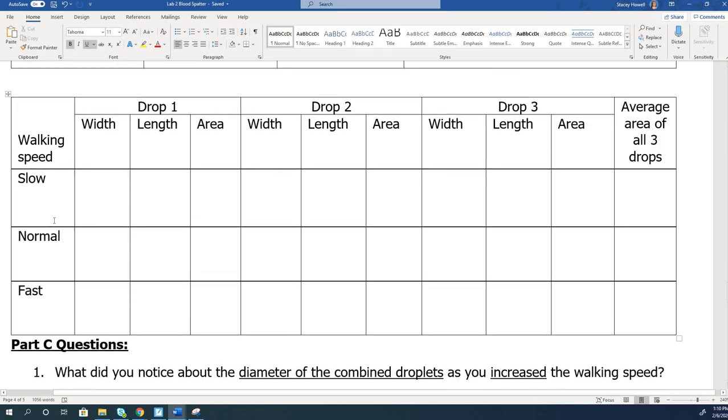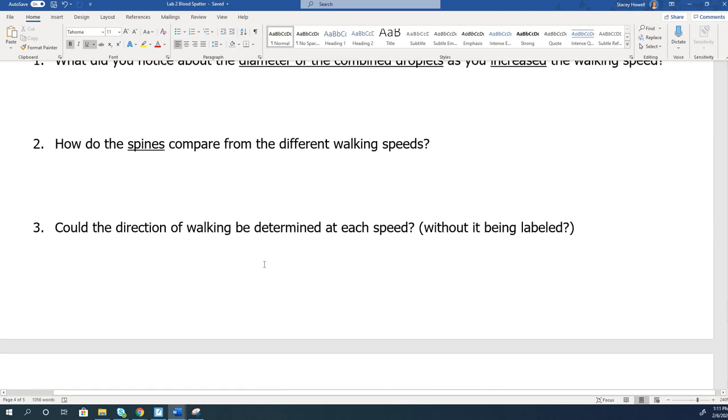For your area, small, normal, and fast, you're going to pick 3 drops that are about the same, representative for a slow walk, because you're going to have several drops. So pick 3 and analyze those 3. Same with normal: pick 3. And for the fast, pick 3 and analyze them. Then you're going to take the average of all of them and see what happens over the speed of walking with those drops. And then you've got some questions to answer.